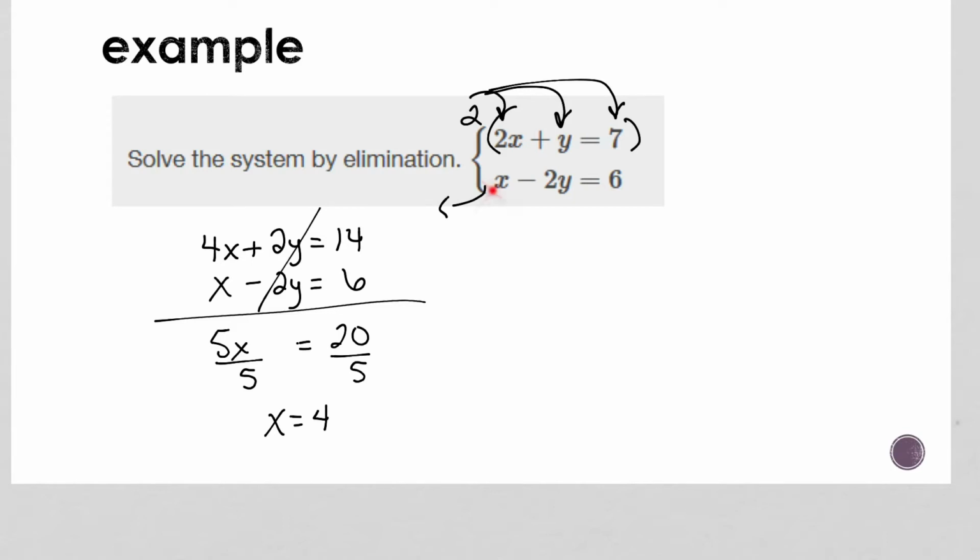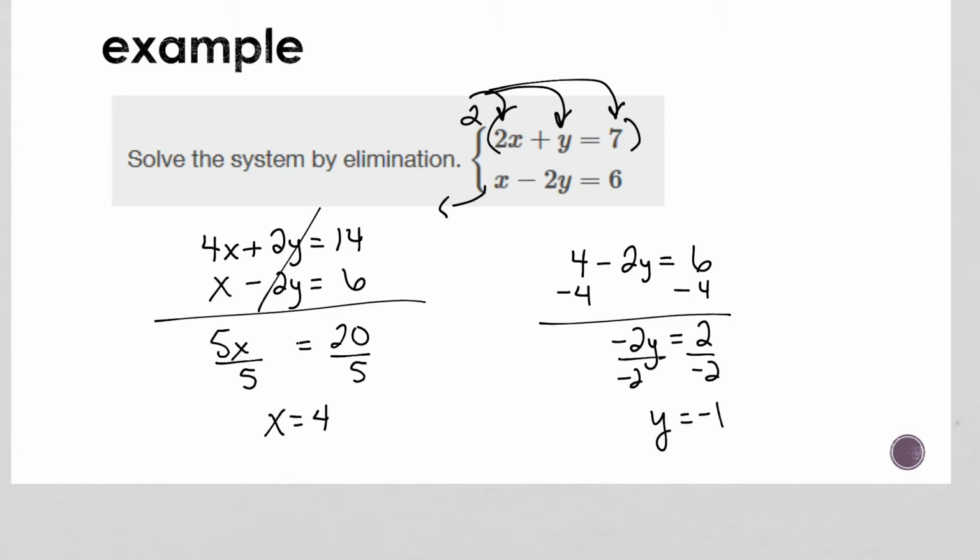I think this bottom one looks a little bit easier because I don't have to multiply it by anything. So I'm just going to substitute that in there. So I get 4 minus 2y is equal to 6. To get the y by itself, I subtract 4. I'm left with negative 2y is equal to 2. Divide by negative 2, and y is equal to negative 1. And then we need to write our answer as a proper ordered pair, (4, -1).